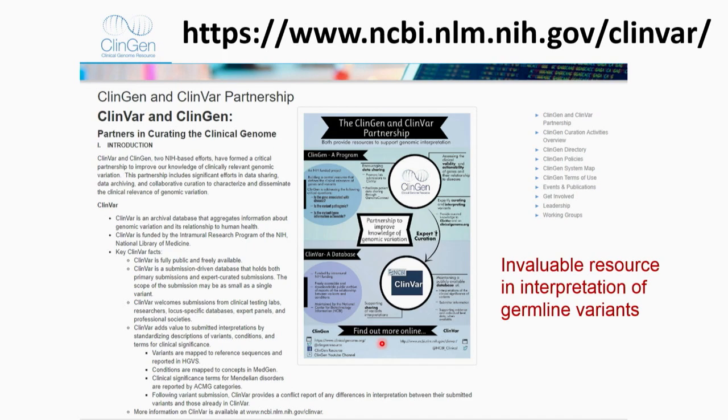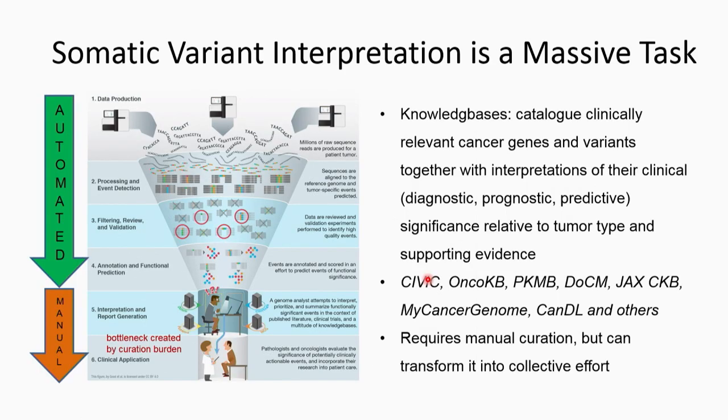ClinVar is a very big database that aggregates genetic and genomic variants together with information about their relationship with disease. And we all know that ClinVar is an absolutely invaluable resource for all of us in our daily work when we try to interpret germline variants. Somatic variant interpretation, as we know, is just as massive and daunting a task as interpretation of germline variants.